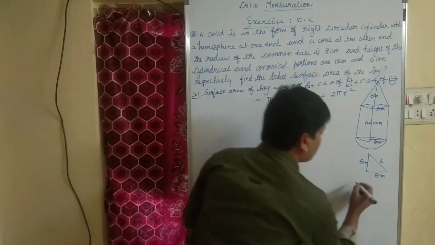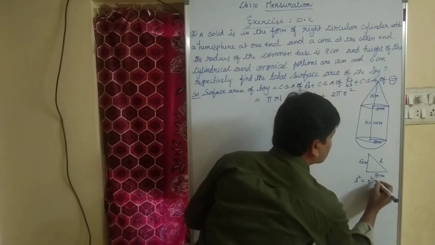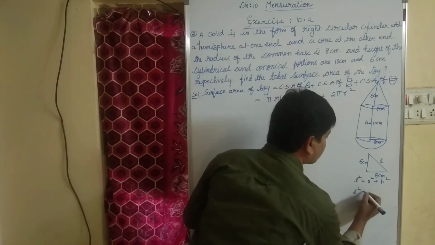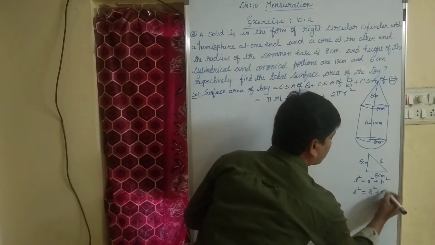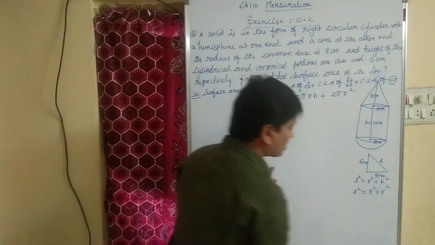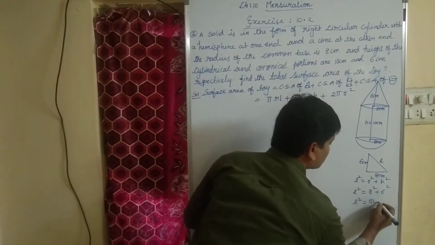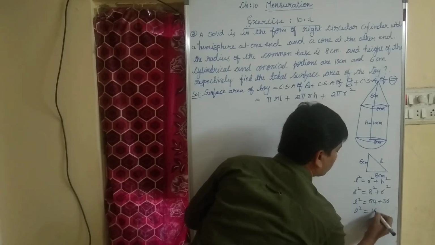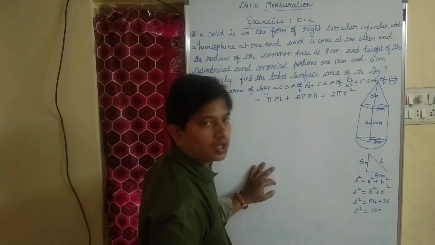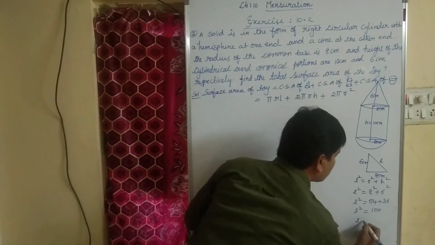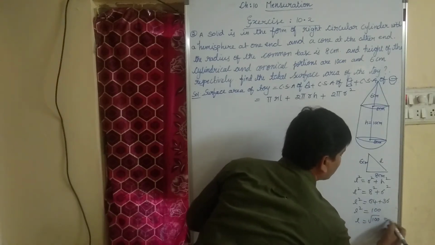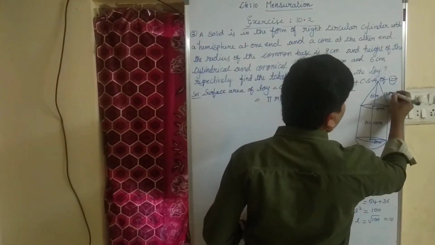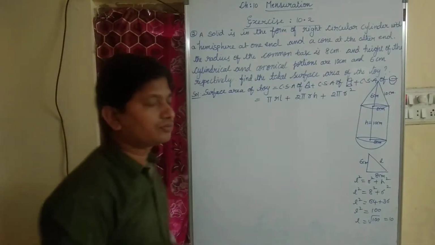We have a relationship between L, R and H: L square equals R square plus H square. So L square equals, R is 8, H is 6, 8 square plus 6 square. So 64, 8 8s are 64, 6 6s are 36. 64 plus 36 is equal to 100. Square you transpose, it will become root 100. Root 100 is nothing but 10 centimeters. So what is the slant height? We got slant height 10 centimeter.